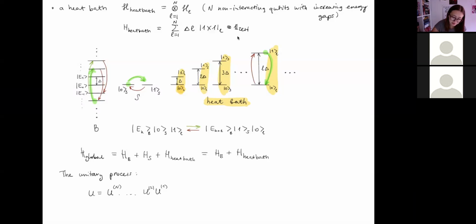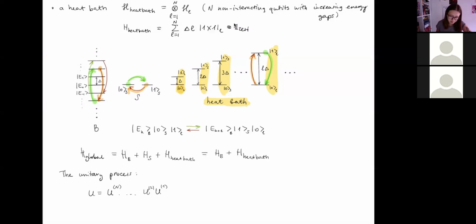And the reverse process, which is also captured by this unitary, has to be that if the qubit S starts in a state 1, then it goes down to 0. The energy, if it starts somewhere here, goes down delta L, and the state of the heat bath qubit goes up from 0 to 1, where these 0 and 1 are again separated by L delta.